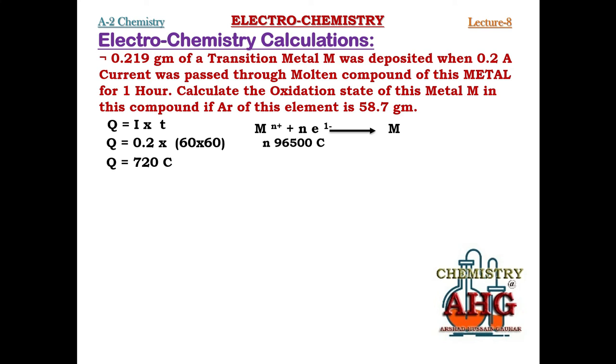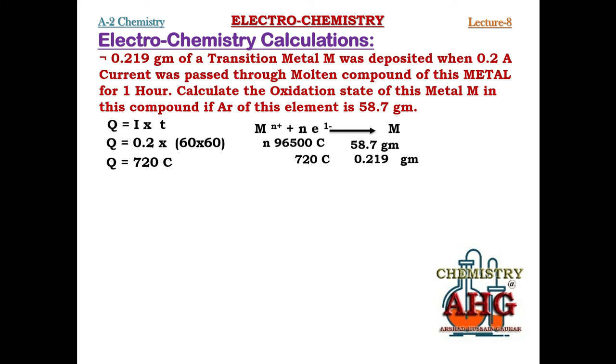would be equal to 1 mole of metal M. It would deposit 1 mole of metal M, and the mass of 1 mole of metal M is given, it is 58.7 gram. And in our experiment, when we used 720 coulomb charge, how many grams of transition metal M was deposited? 0.219 gram of metal M has been deposited.